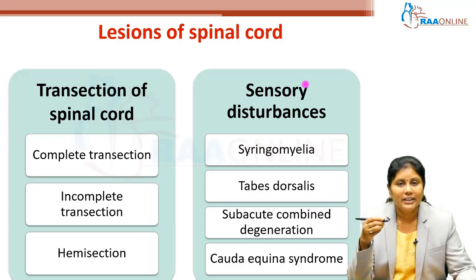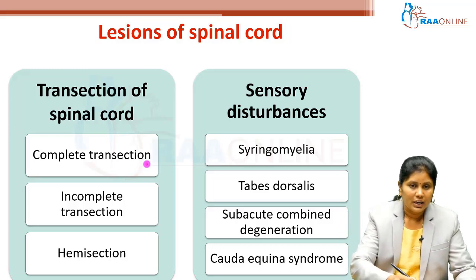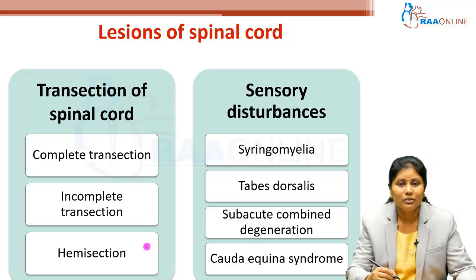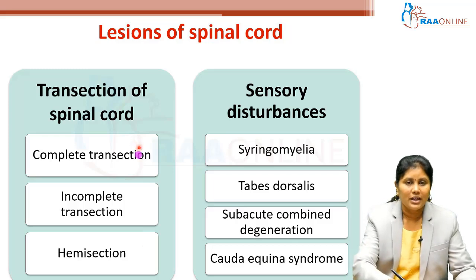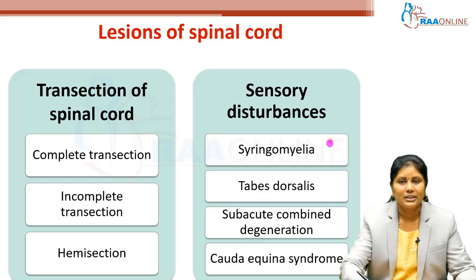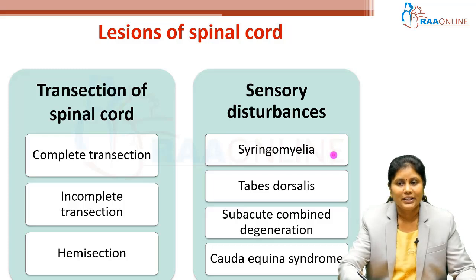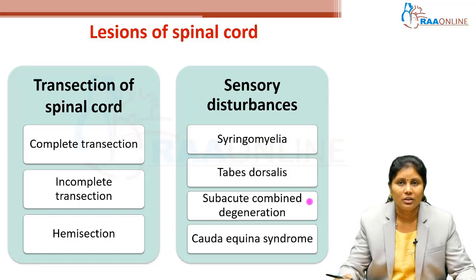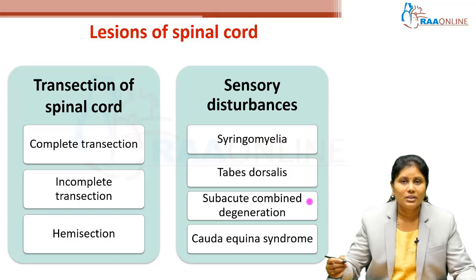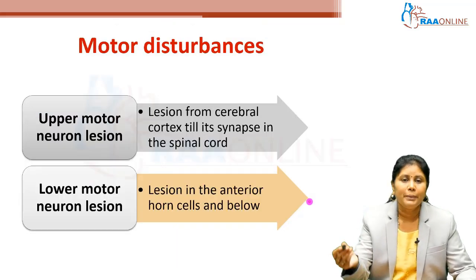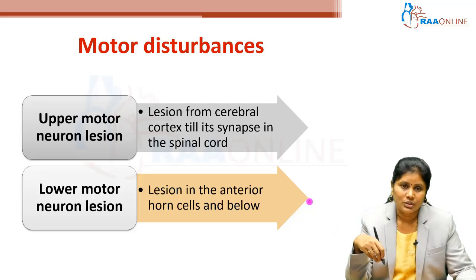In that we can classify it as complete transection and incomplete transection, and one main division of the incomplete transection is hemisection. So we'll see about these three lesions, and also in detail about certain sensory disturbances like syringomyelia, tabes dorsalis, subacute combined degeneration of the spinal cord, cauda equina syndrome. All these are specific sensory disturbances. Specific motor disturbances include upper motor neuron lesion and lower motor neuron lesion.